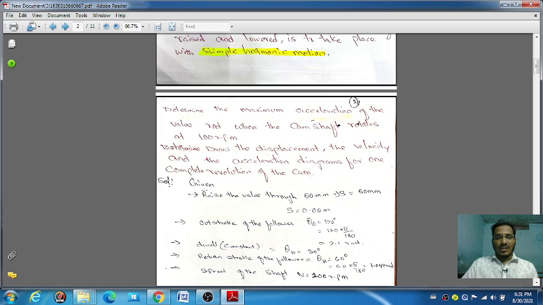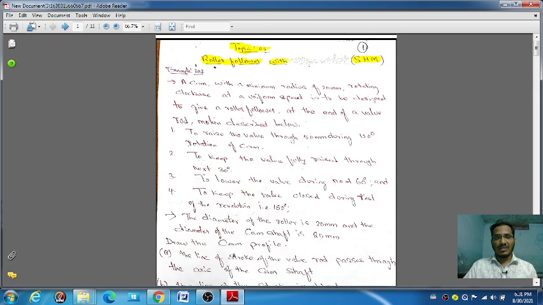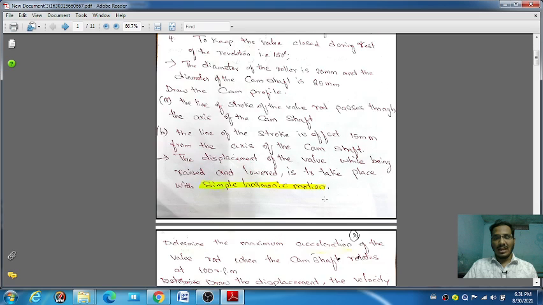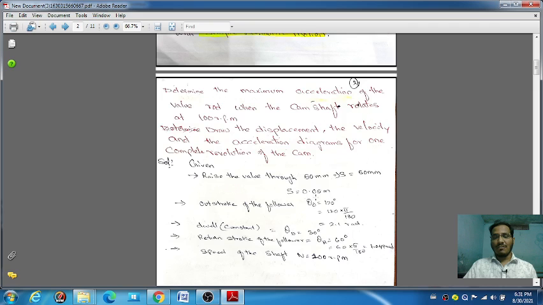In the solution, what is given here, the first thing given in the question is to raise the valve through 50 mm. To raise the valve through 50 mm means the stroke length of the follower is given as 50 mm. If you are converting 50 mm into meters, you have to divide by 1000. S is equal to 0.05. It is in meters. We are converting the length of the follower into meters.